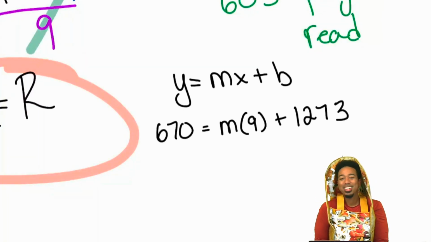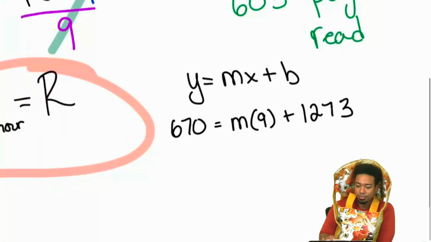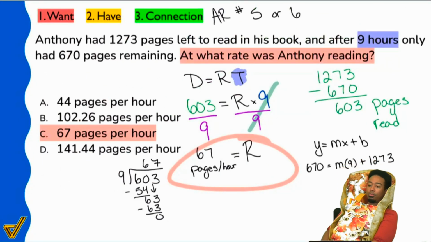No worries. Again, you can use both of them. Anytime you have a rate, distance equals rate times time, it applies. You just have to make sure you know how to set things up. You're good. So there you go.